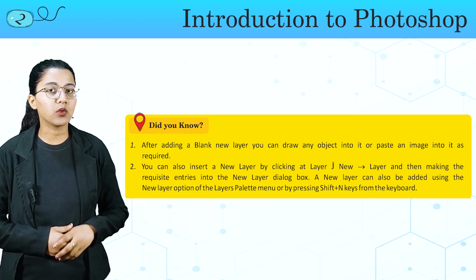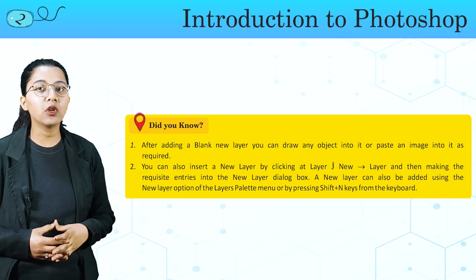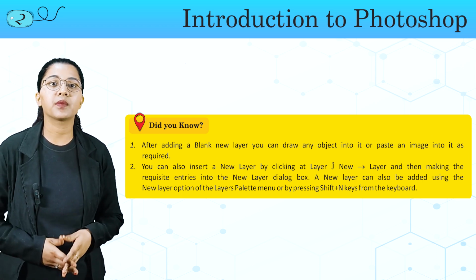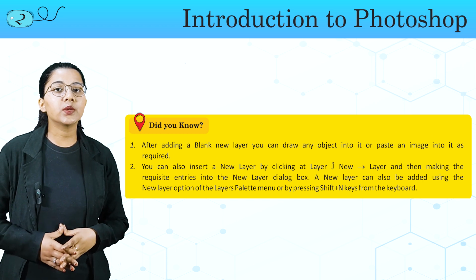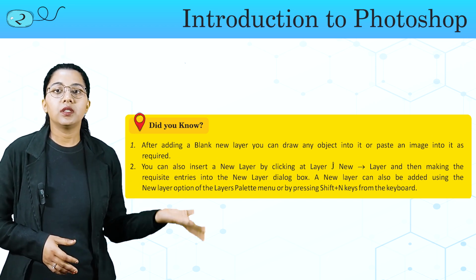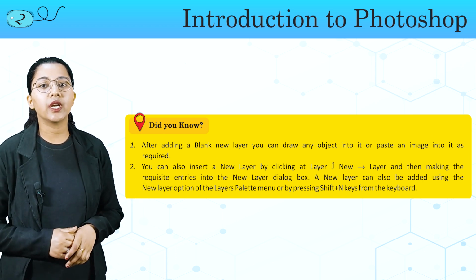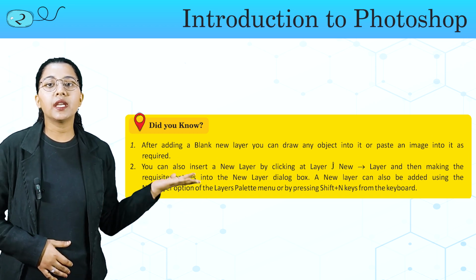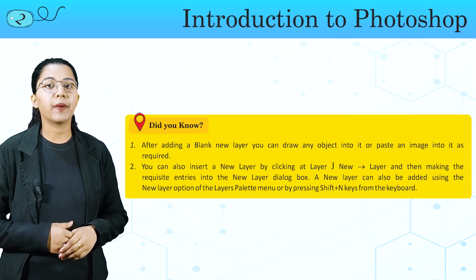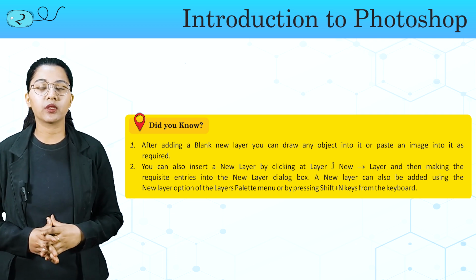Now students, did you know? After adding a blank new layer, you can draw any object into it or paste an image into it as required. Second, you can also insert a new layer by clicking at Layer, New, Layer and making the requisite entries into the New Layer dialog box. A new layer can also be added using the New Layer option of the Layer Palette menu or by pressing Shift+N key from the keyboard.